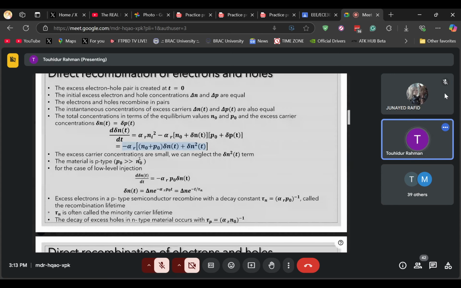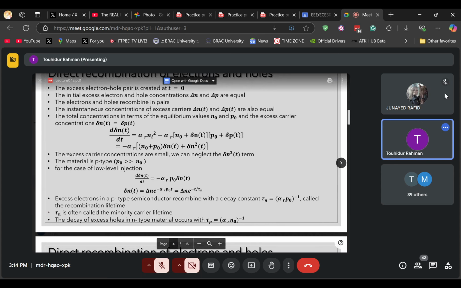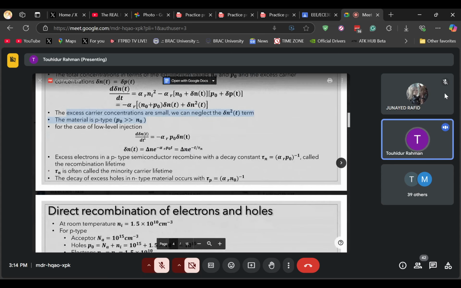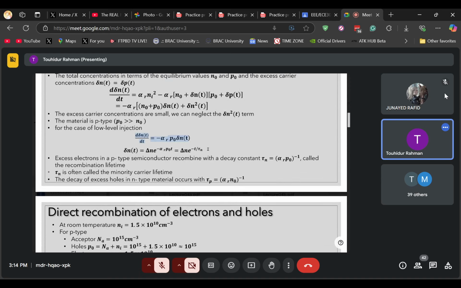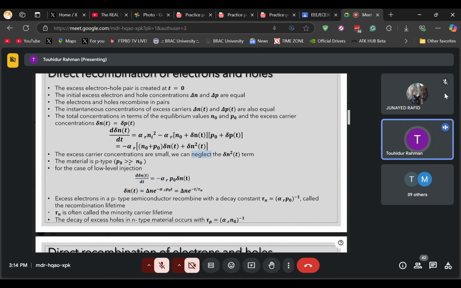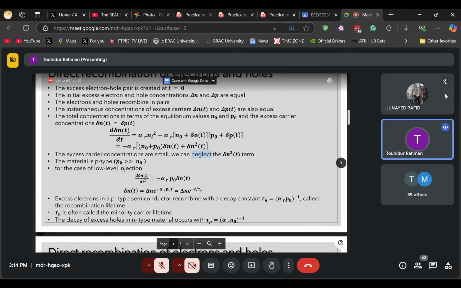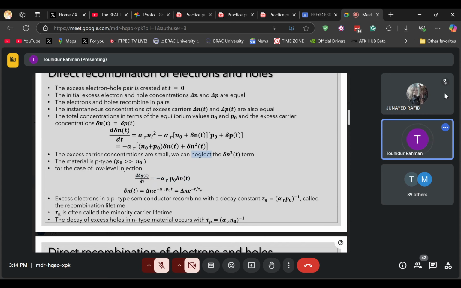Now, if we consider it as p-type material, p0 is much greater than n0, so we can neglect n0 from this equation. Also del n is a very small number, so if we square it, it becomes negligible. It's already written here. Now this equation will become this one. So we consider it as p-type material. However, we are getting the equation for the n-type carrier, or electron carrier.